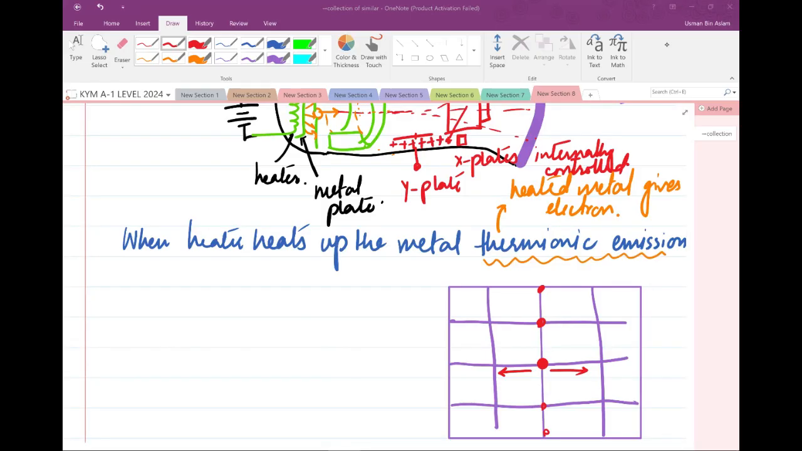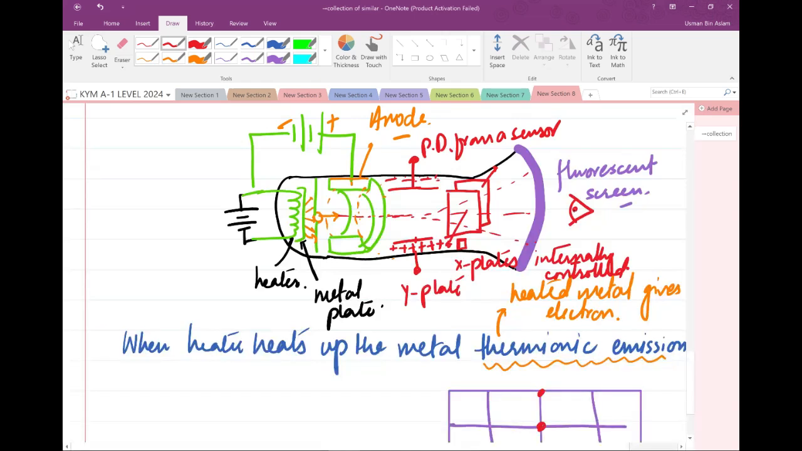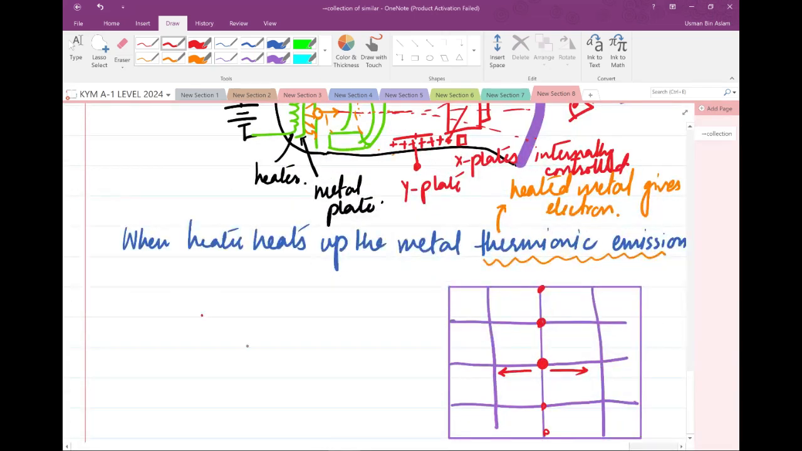Sir, how would they move left to right? Okay. No, why would they move left to right? If you look at the screen from here, you would see that there are two vertical metal plates, and this is where the electrons are coming out of the page. Can you visualize it? Yes. Okay.